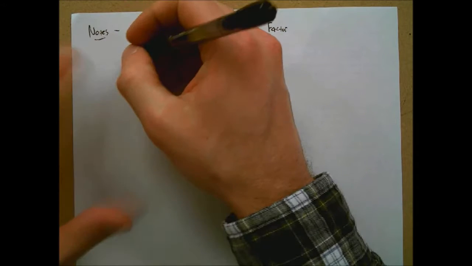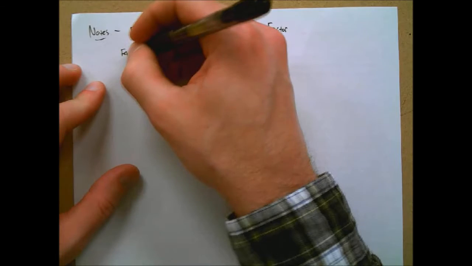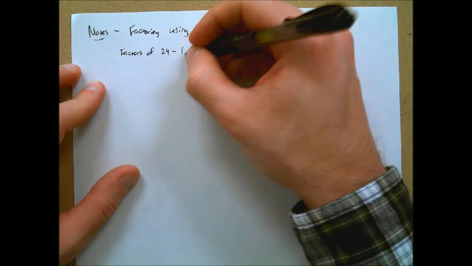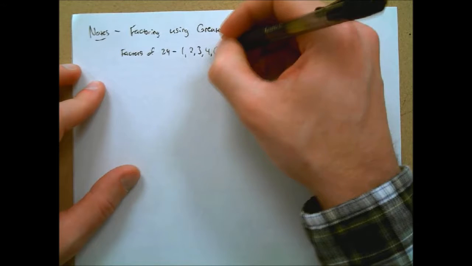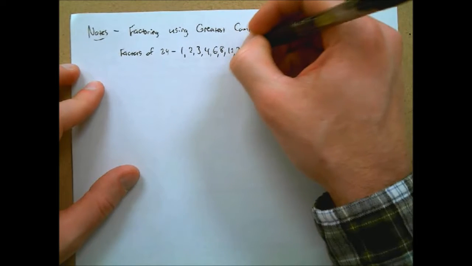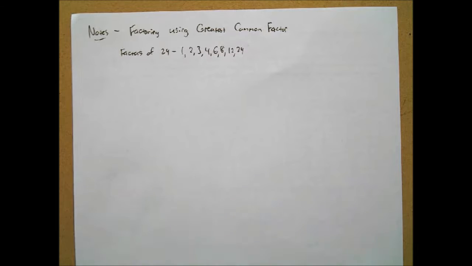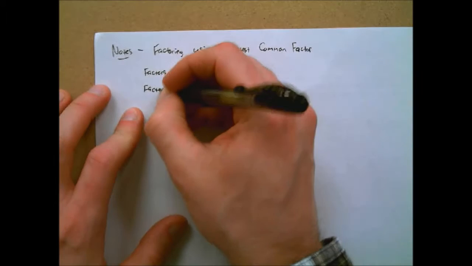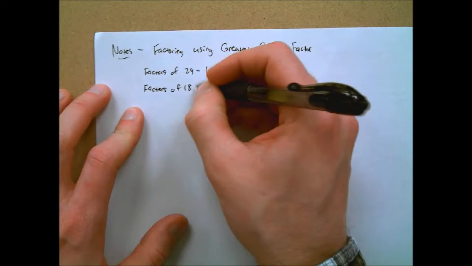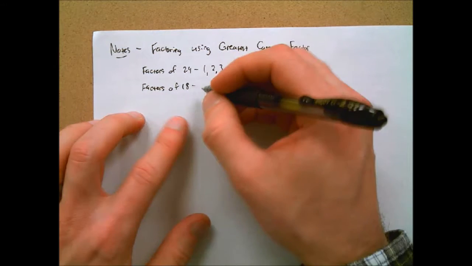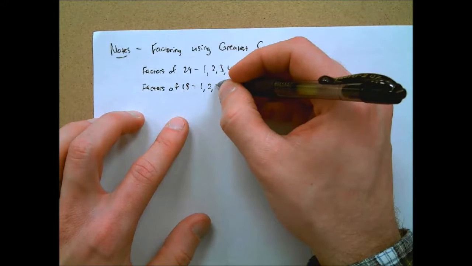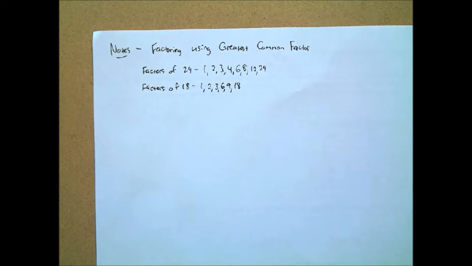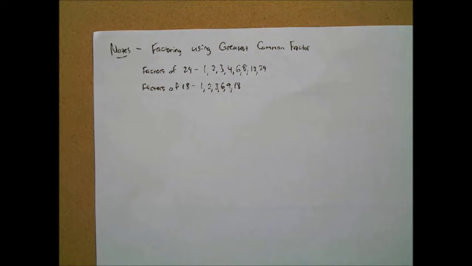So again, remember, if we think about all the factors of 24, those were 1, 2, 3, 4, 6, 8, 12, and 24, right? We talked about that in the warm-up. And then we also talked about all the factors of another number. I just picked it at random, and it was 18. Its factors were 1, 2, 3, 6, 9, and 18. Okay? And you can see a lot of common factors.